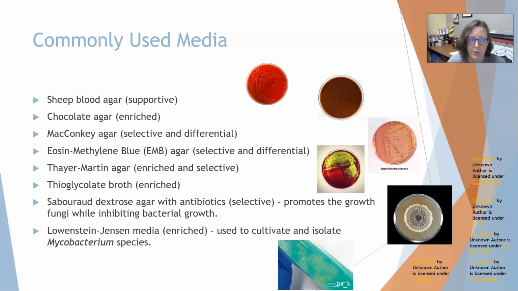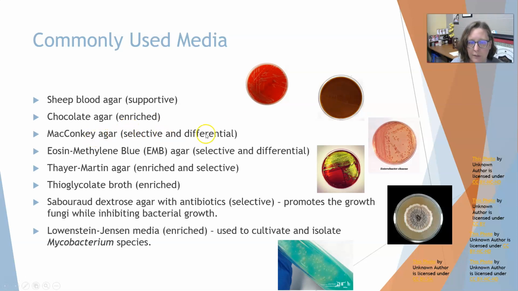So some of the commonly used media, we're going to start with sheep blood agar. It is a supportive agar right here. Lots of stuff can grow on it. Actually, most of your run-of-the-mill pathogens that infect the body can grow on sheep blood agar. Chocolate agar, though, is enriched, so the fastidious ones can grow on chocolate agar. It's actually related to blood agar. It's just that the blood cells are lysed in the chocolate agar, and so the nutrients are more easily accessible. It's more enriched.